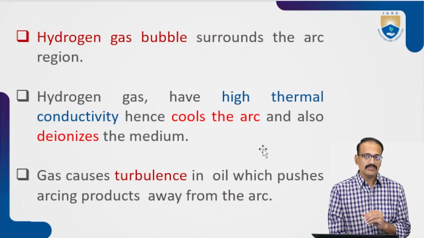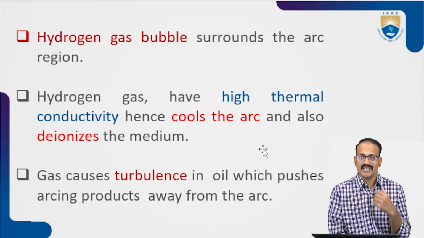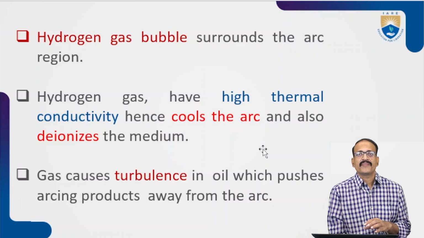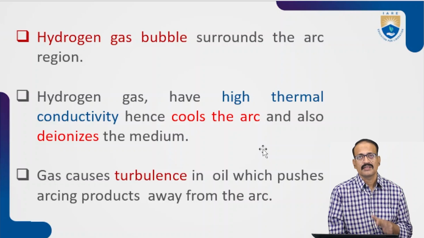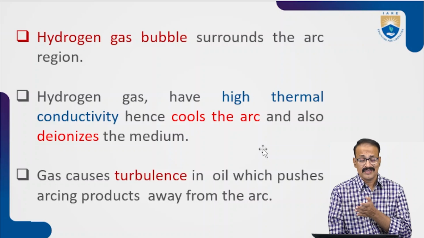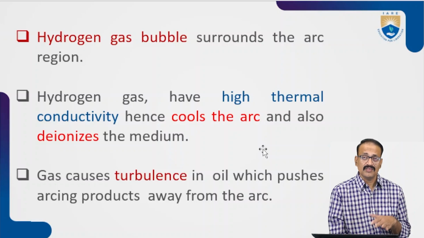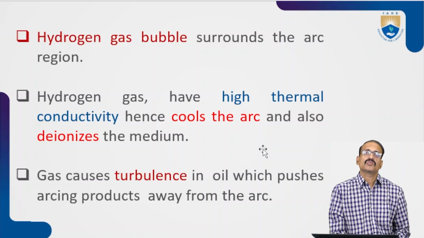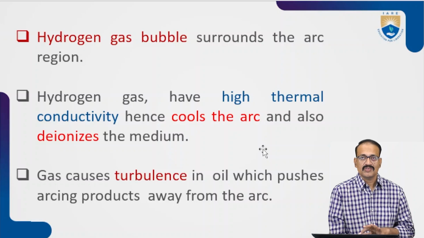So the gas which was released due to the evaporation done by the arc is doing two tasks: it is cooling the arc, and it is deionizing the medium, and also it is causing turbulence. So in parallel it is doing three tasks: it is cooling, it is creating turbulence, and it is deionizing.